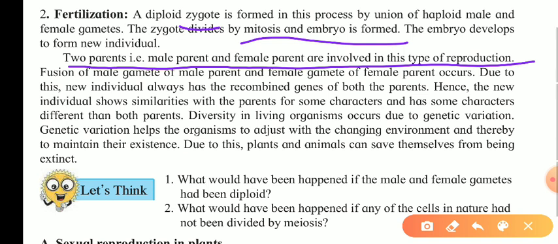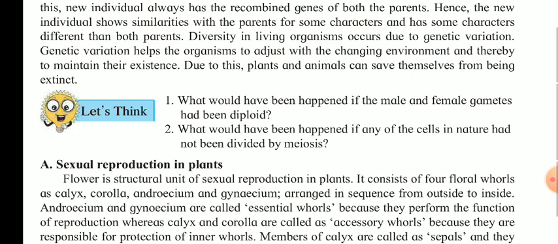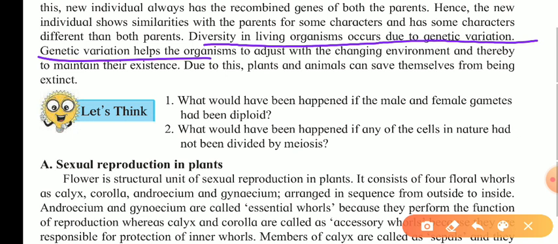The next part is that diversity in living organisms occurs due to genetic variation. If you remember, in the previous part when we were discussing asexual reproduction, the variation was zero, because the new organism formed is exactly the same as the parent organism. That's why sexual reproduction brings variation, because two parents are involved. Their two different genetic characters are recombining and forming a new genetic character, and that brings variation in the new organism.